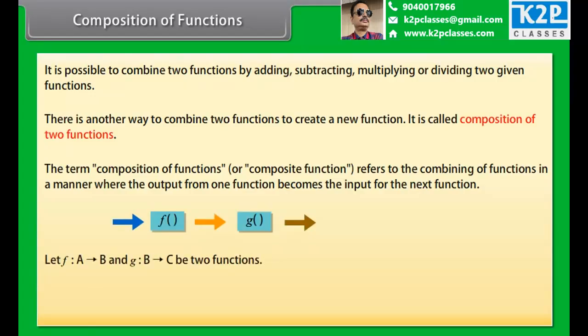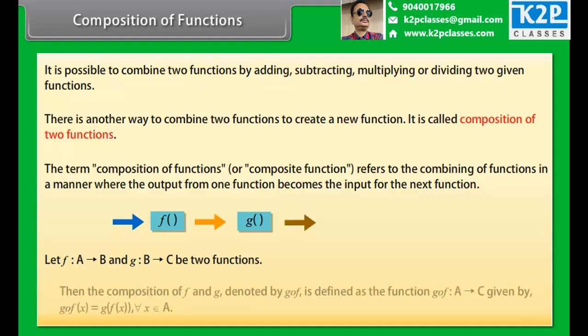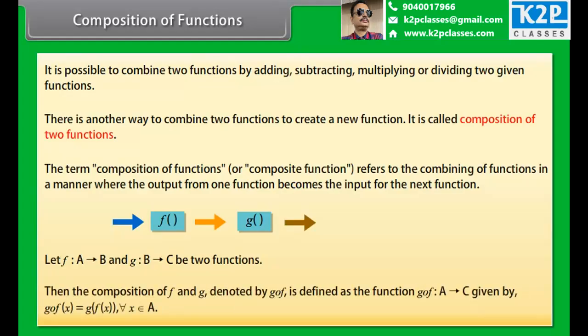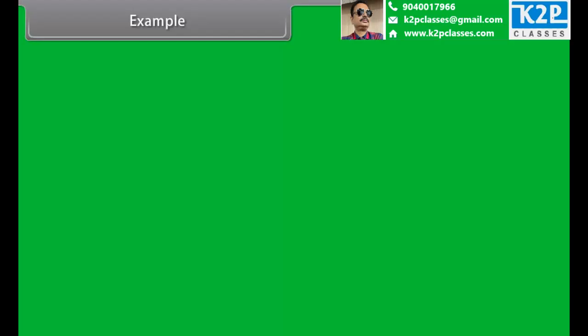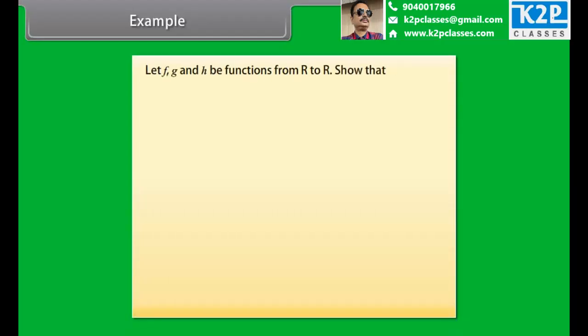Let function f from A to B and function g from B to C be two functions. Then the composition of f and g is denoted by g of f, defined as the function g of f from A to C given by g of f of x is equal to g of f of x for each x belongs to A. Example. Let f, g and h be functions from R to R. Show that f plus g of h is equal to f of h plus g of h.